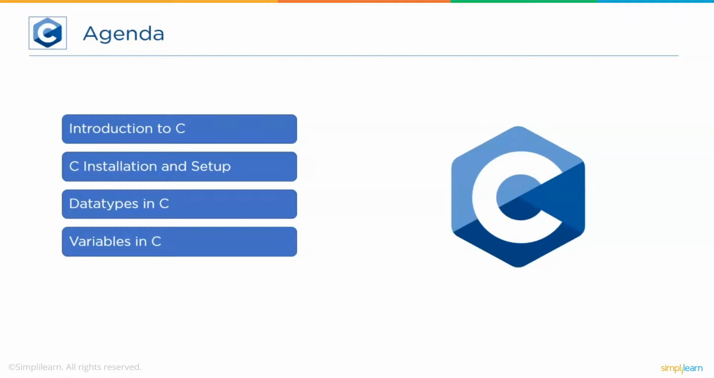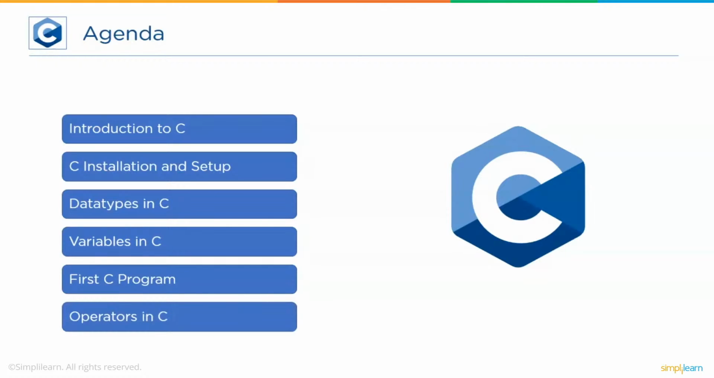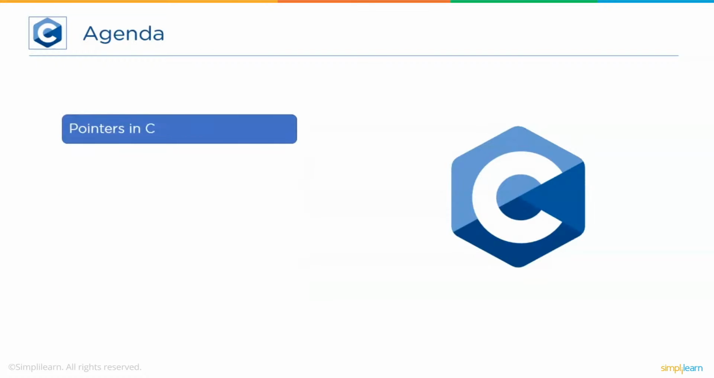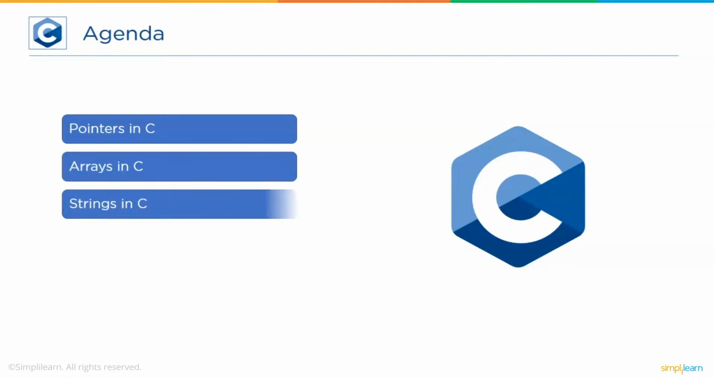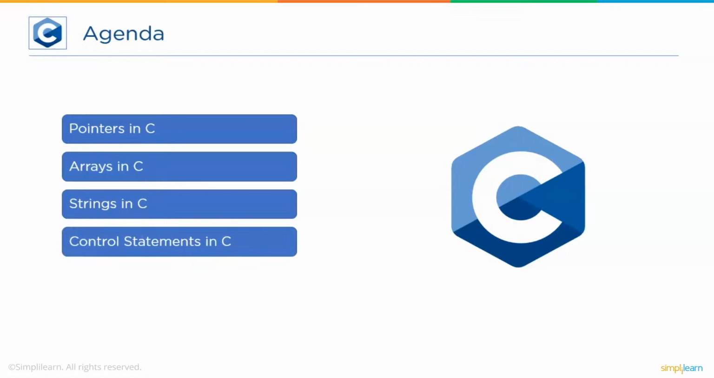Once done with two crucial concepts to get started with any programming language, that are variables and data types, we are good to get started with our first program in C. Later, we will dig a little deeper and understand mathematical and logical concepts in C by going through operators in C. Followed by that, we will proceed with the data structures, starting with pointers in C. Later, arrays, strings. Once done with data structures, we will learn control statements in C.